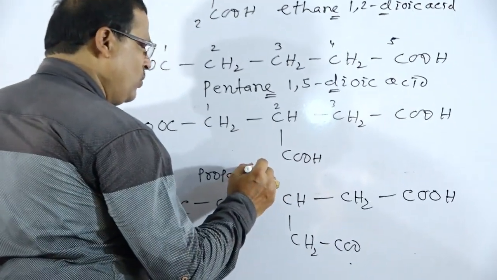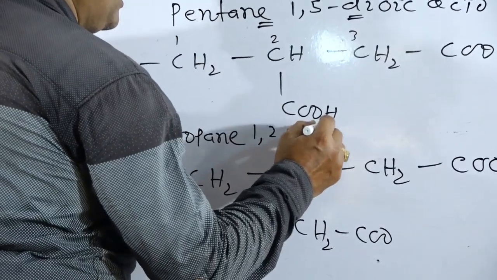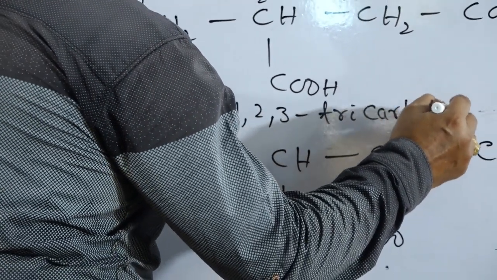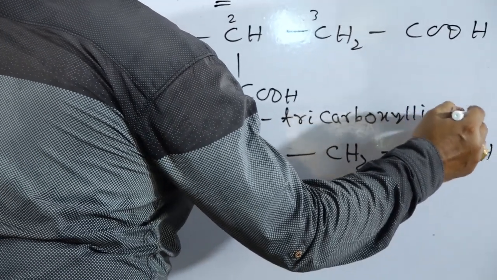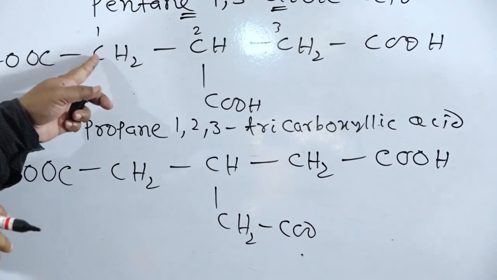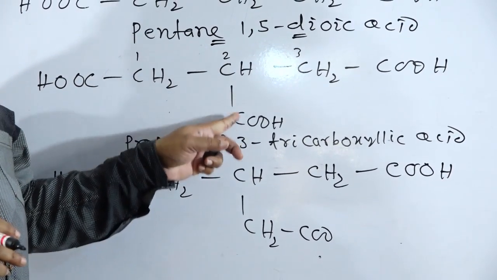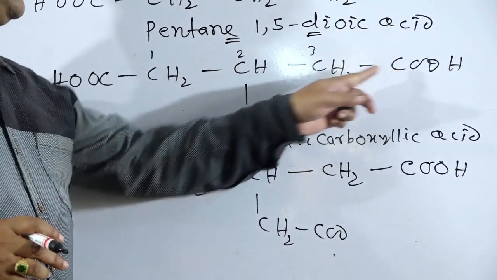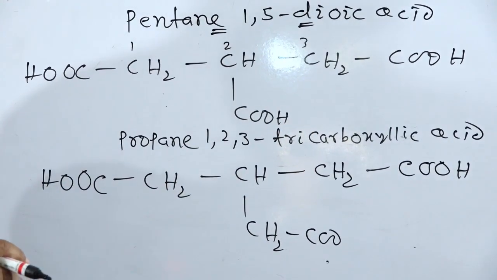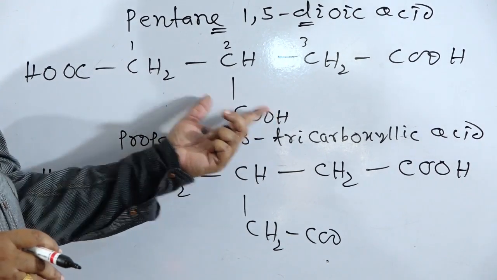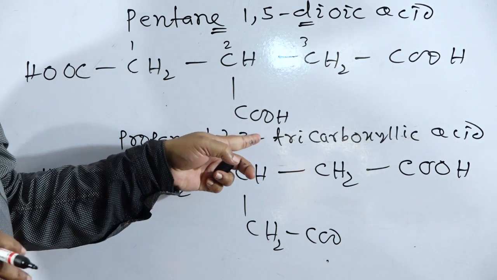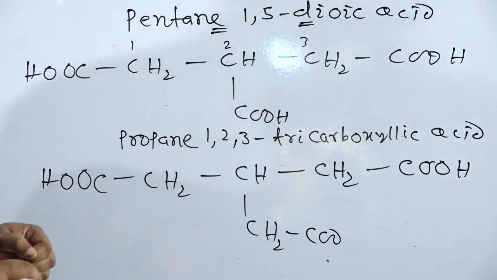That is propane 1,2,3-tricarboxylic acid. Propane, chain of 3 carbon atoms, 1 carboxylic acid, 2 carboxylic acid, 3 carboxylic acid. That is 1,2,3-tricarboxylic acid. The carbon atoms of the functional groups are treated as suffixes.